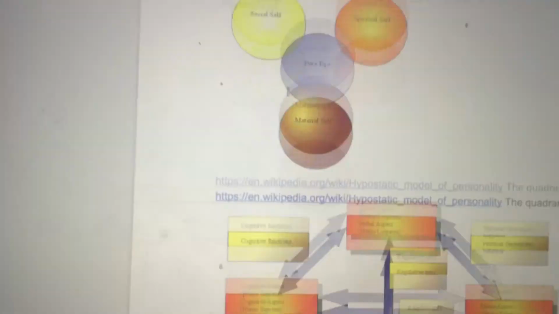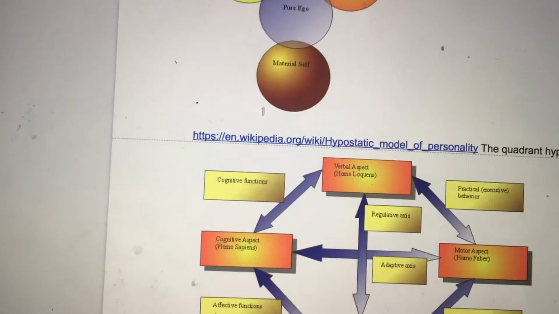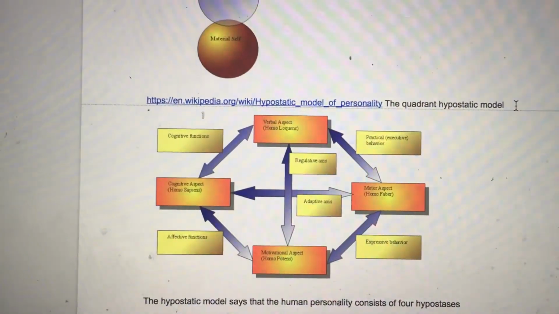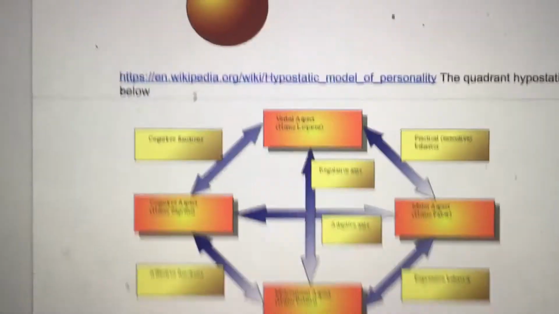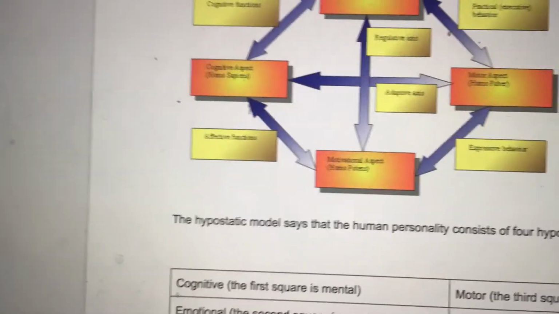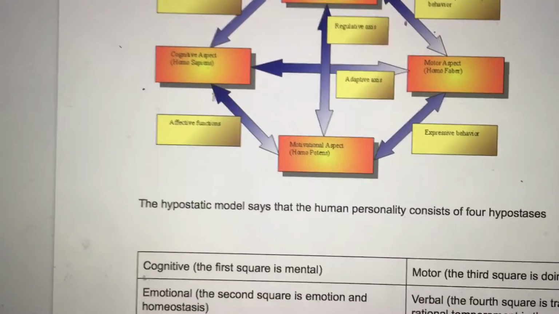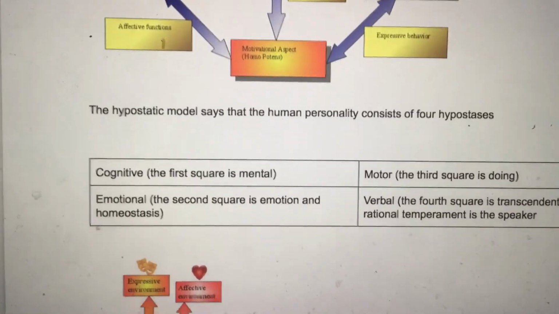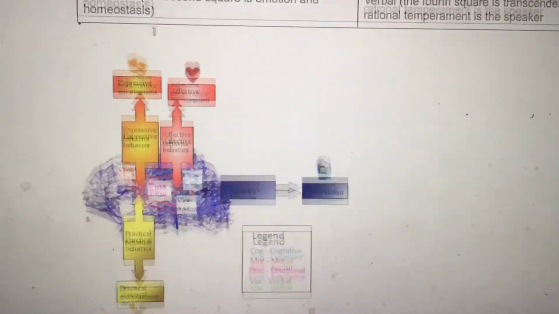All right, so this is the quadrant hypostatic model depicted here. Notice how it's a quadrant. The hypostatic model says that human personality consists of 4 hypostases: cognitive, emotional, motor, and verbal.